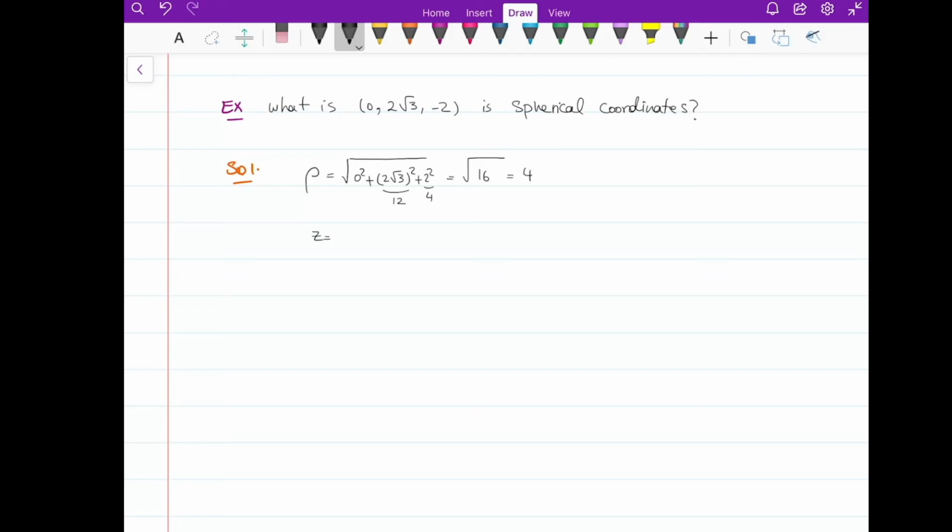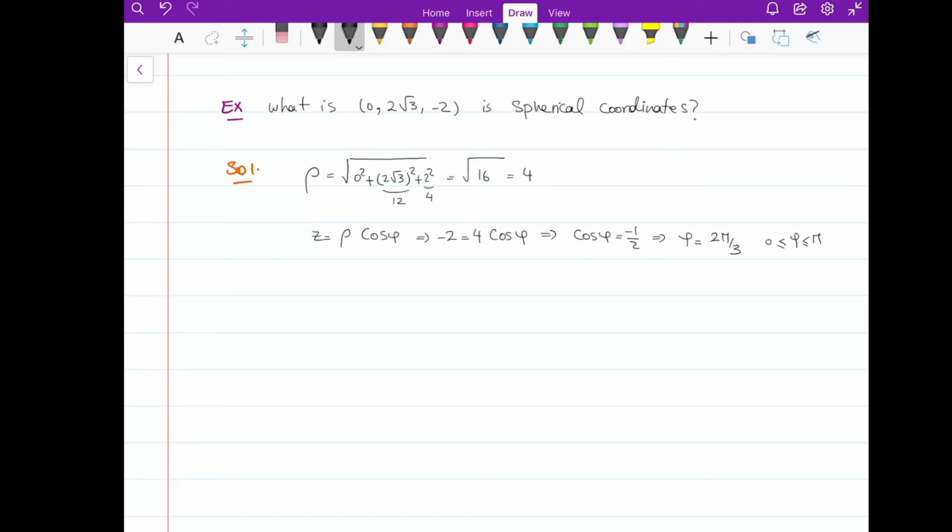And then I have z equals rho cosine phi. Z, the third coordinate, is negative 2. Rho is 4, and then cosine of phi. So I can say cosine of phi is equal to negative 1/2. What is the angle between 0 and pi whose cosine is negative 1/2? So phi is 2 pi over 3.